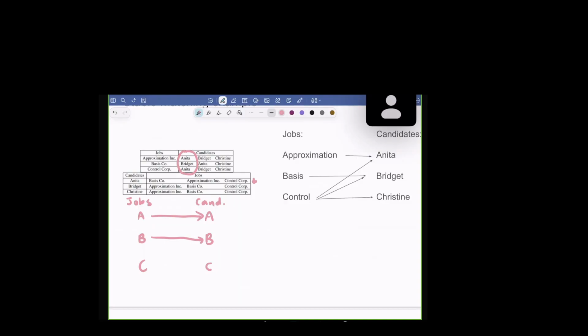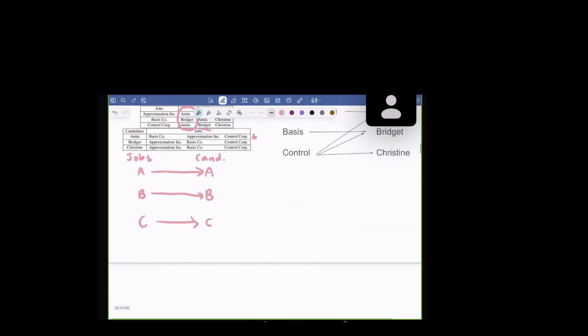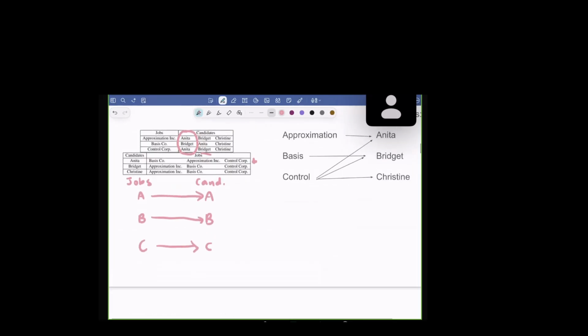propose to next. And then Control is going to get an offer to Bridget next because Bridget is up here. And then Bridget's going to take a look. So right now Bridget has offers from Basis and Control, but Bridget prefers Basis more, so she is not going to accept the offer from Control. And then on the third day, Control only has one last candidate, who is Christine. So Control is going to extend the offer to Christine, and then this will be our pairing.